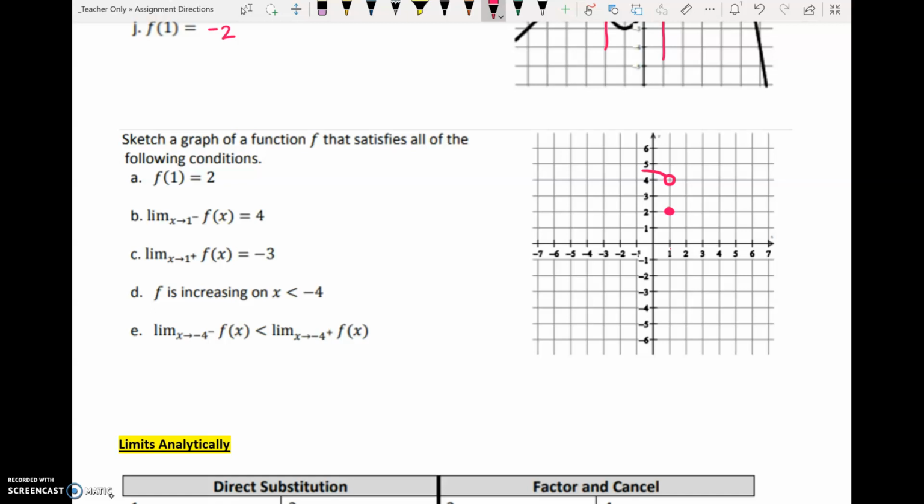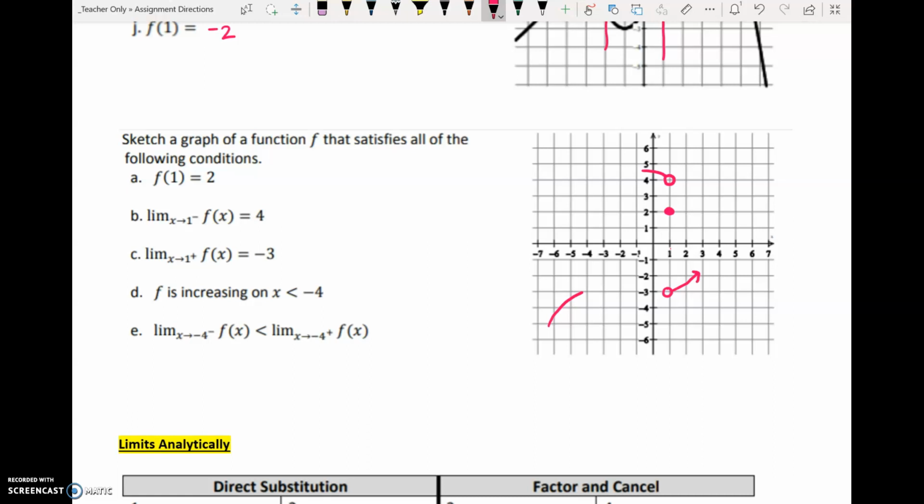And the limit as x approaches 1 from the right is -3, so I'm going to go down to the y value of -3. Again, that has to be an open dot because we already have a closed dot at 1. We already know what the function equals at 1. And this is what's happening as it approaches from the right. D, f is increasing on x is less than -4. So I know as we get closer to -4 that the function is increasing. So I'm going to go ahead and draw an increasing function there.